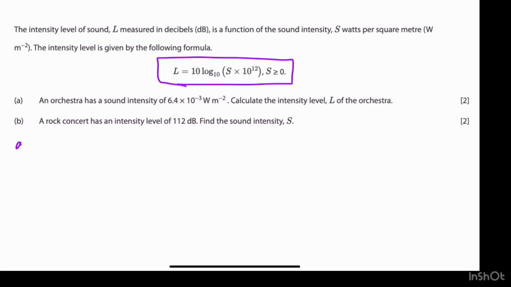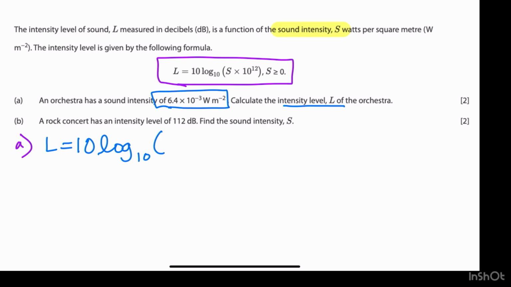Part A. An orchestra has a sound intensity of 6.4 times 10 to the negative 3. You have to go back to the problem. Which one of these is the sound intensity? The sound intensity is S. So what they're doing is giving us the value of S. We're going to write that L, which is the one we're looking for to calculate the intensity level, is 10 log base 10 of S, which is 6.4 times 10 to the negative 3.